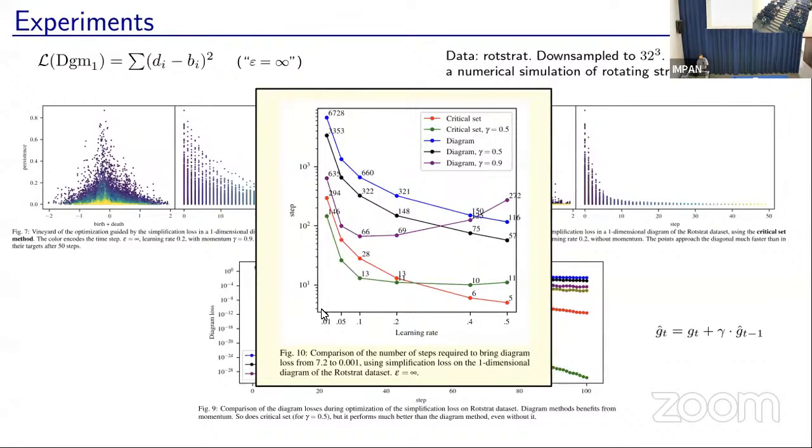Yeah. And right. So the picture here is that the task is we want to simplify the function to some prescribed value. We want to bring loss down to some prescribed value. We vary the learning rate, which is what's on the horizontal axis. And on the vertical axis, we track how many steps we have to take. And you see that the diagram method does okay, but for high learning rate, actually momentum hurts it as well. So this was your question, I guess, Mikhail, right? Oh, your question was about the critical set, right? And the critical set performs much, much better. In fact, you get roughly 10x fewer steps required compared to the diagram. So if you want to do this in practice, this buys you quite a bit.